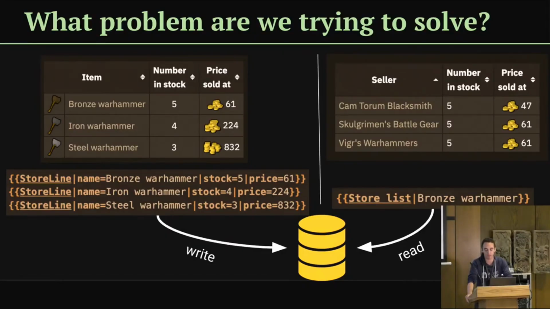And then when it comes time to do something that queries that data, you might want to do sort of the inverse query where you say, okay, I'm on the Bronze Warhammer page. I want to get every shop that sells Bronze Warhammers. Let's just grab all of that data and display it back in a table some way. And the reading, again, has some magic.